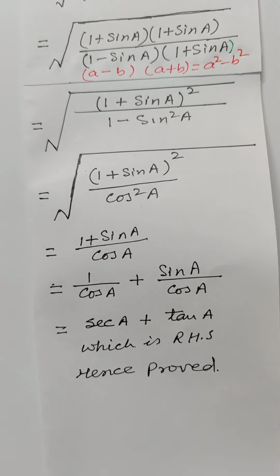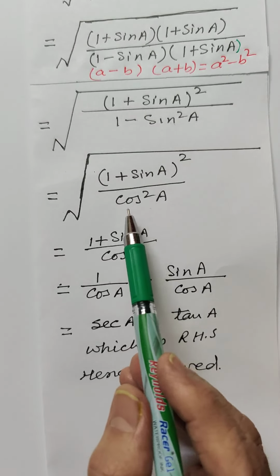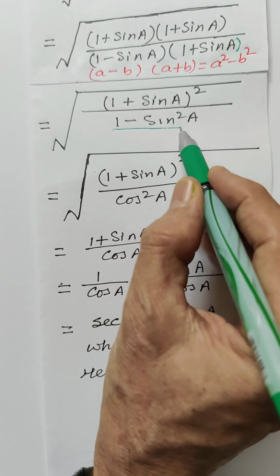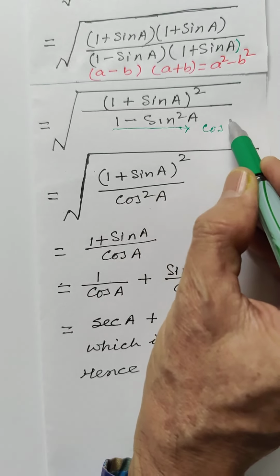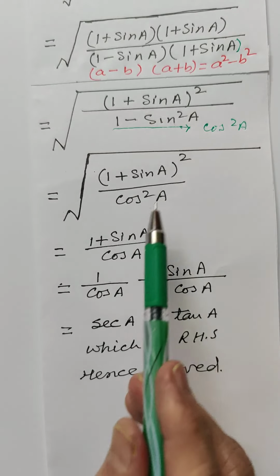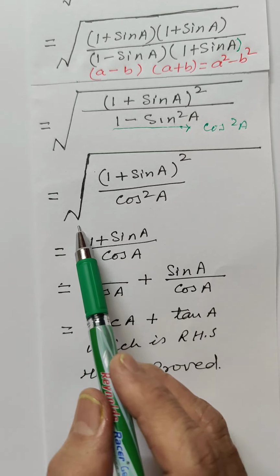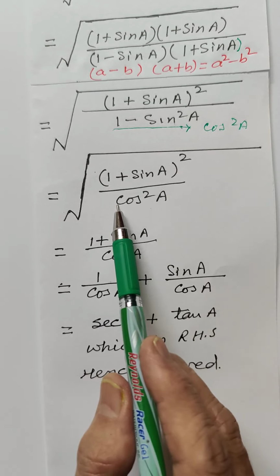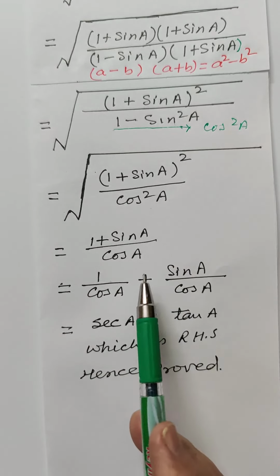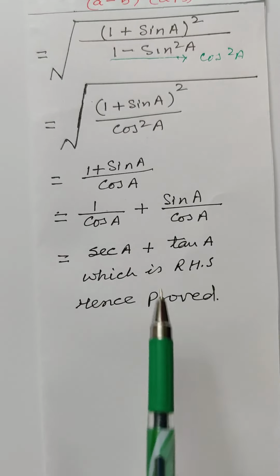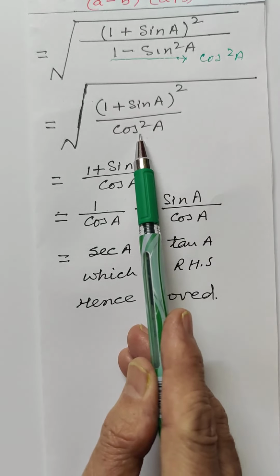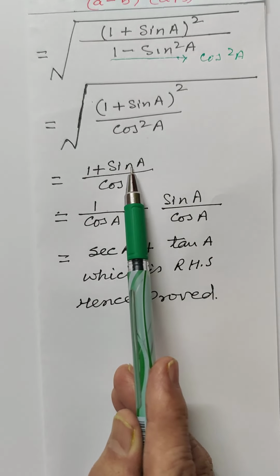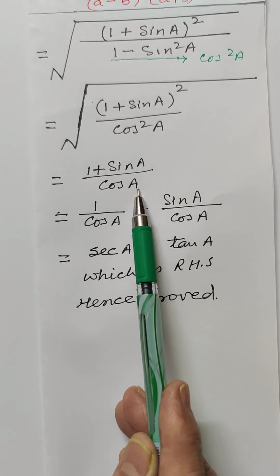Next step. For 1 minus sin square A, we can write cos square A. Writing cos square A for 1 minus sin square A. So within the square root, 1 plus sin A whole square within the bracket upon cos square A. Removing the square root, since there is a square, there is also a square root. So while we remove the square root, these squares will be removed. So 1 plus sin A upon cos A.